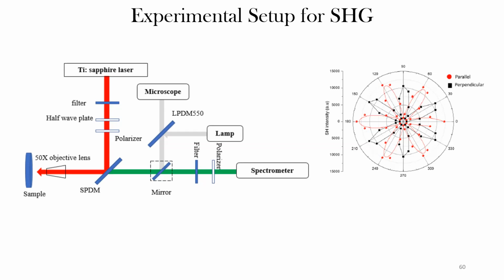Here we have this lamp, white light, to see the structure, and here we have this spectrometer to collect this second harmonic response. From our first results, we have this polar plot of the second harmonic response for WS2 monolayer. In this right-hand side plot, the black and red colors denote the parallel and perpendicular components of the second harmonic response from the sample. This shows that it has 6-fold symmetry and it can be used to see the crystal axis orientation.